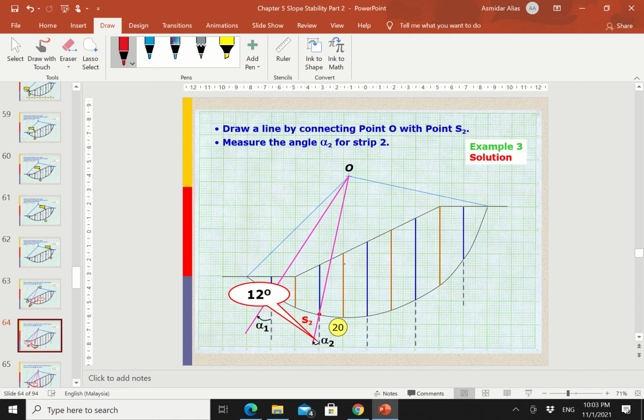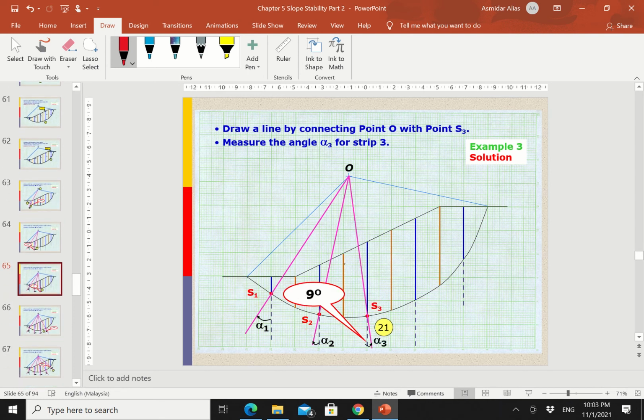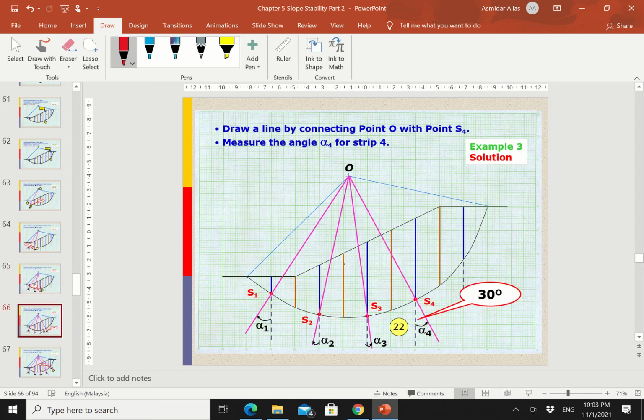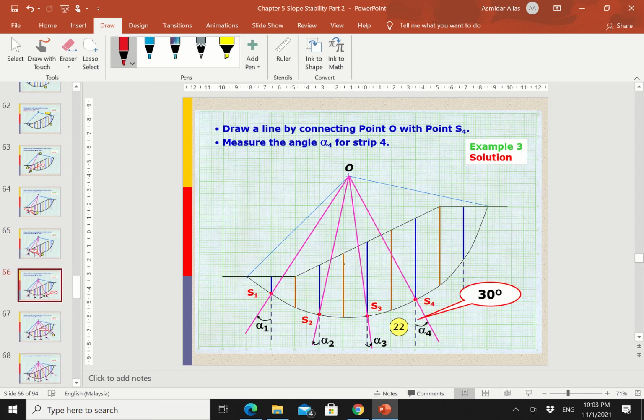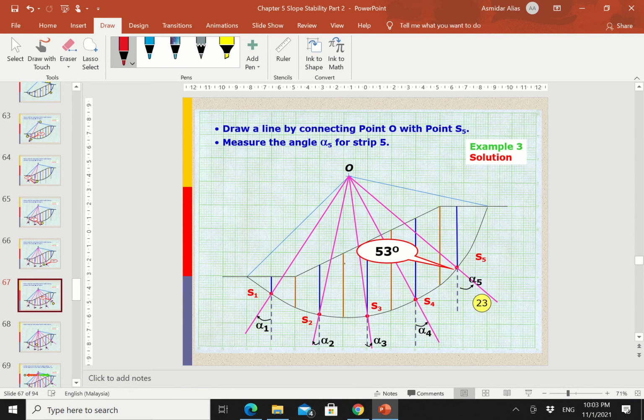So you have alpha 1 to represent the position of slice number 1. Alpha 2 is the position for slice number 2. And then you have alpha 3, alpha 4 and then alpha 5. Each alpha is the value of an angle. So you need to use your protractor to find the value of each alpha.